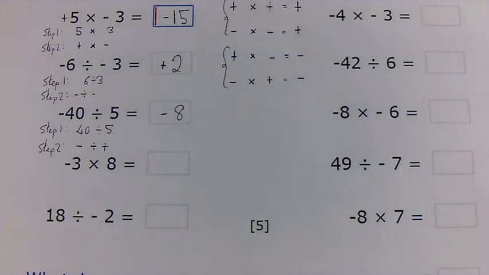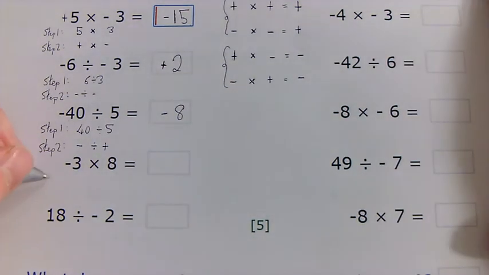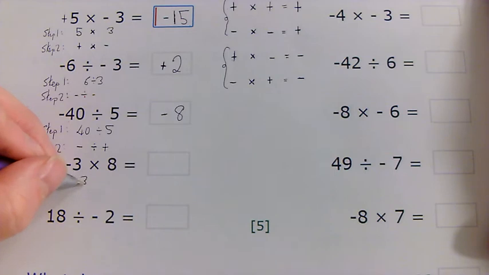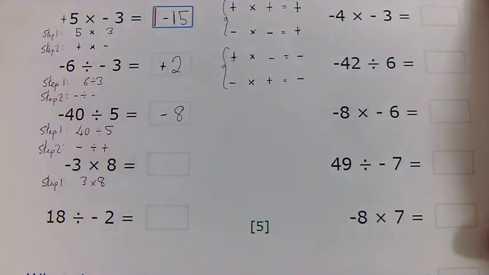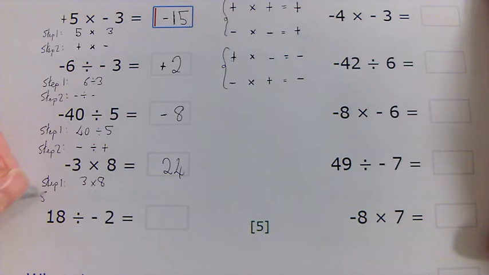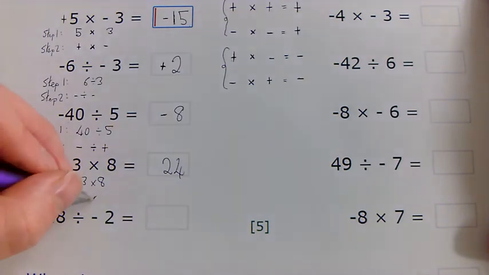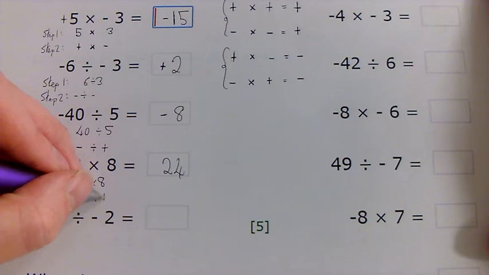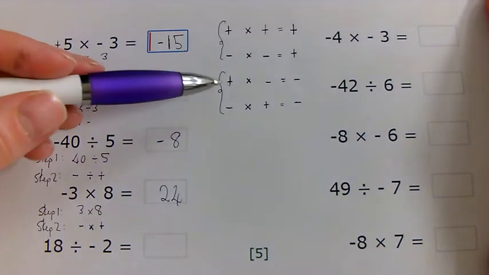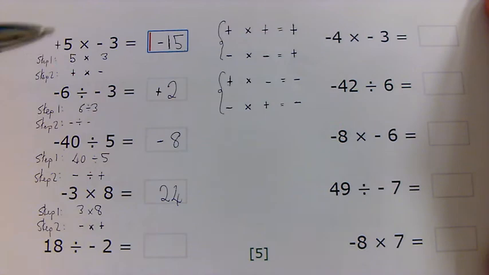Let's do one more and then you can try for yourselves. Step 1, it's going to be 3 multiplied by 8, which is 24. Step 2 is a negative multiplied by a positive. And if you recall, negative multiplied by positive is going to be a negative answer, so negative 24.